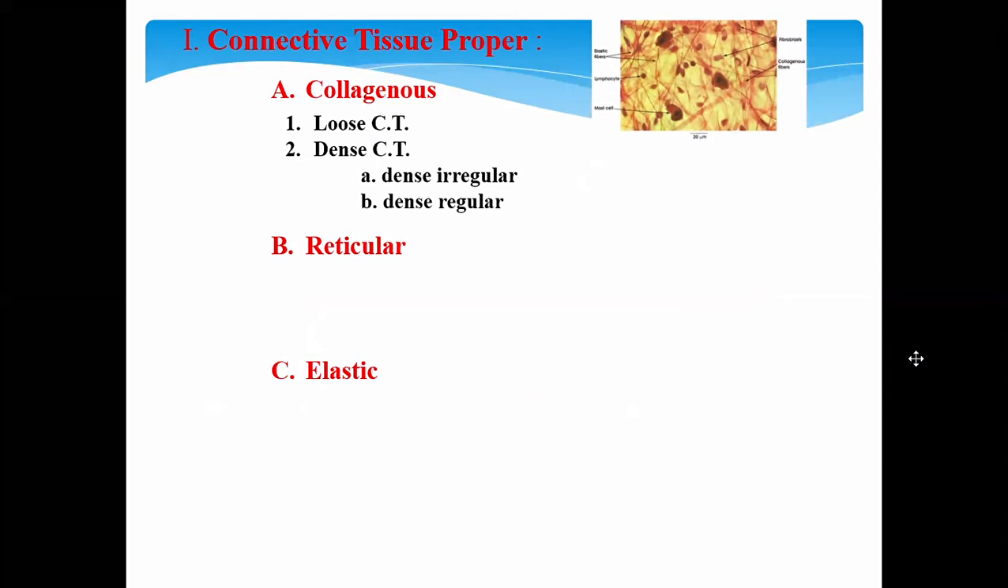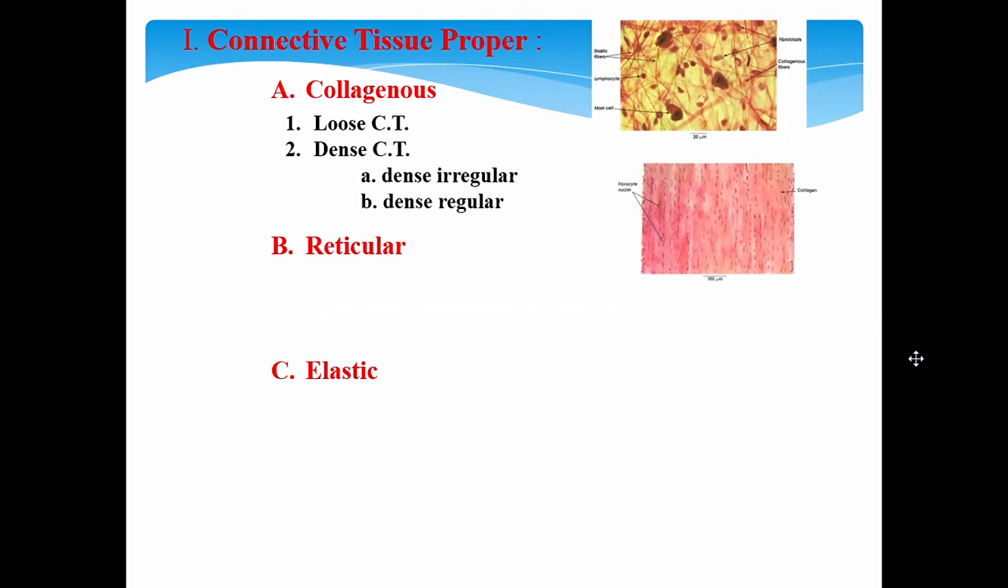Okay, this is just an example of loose. This is the loose. May mga space yan. Ground substance, and then your fibers are less. Your cells, you have plentiful, also different types of cells. And then next is your dense. Yan, puno. And then irregular or regular.